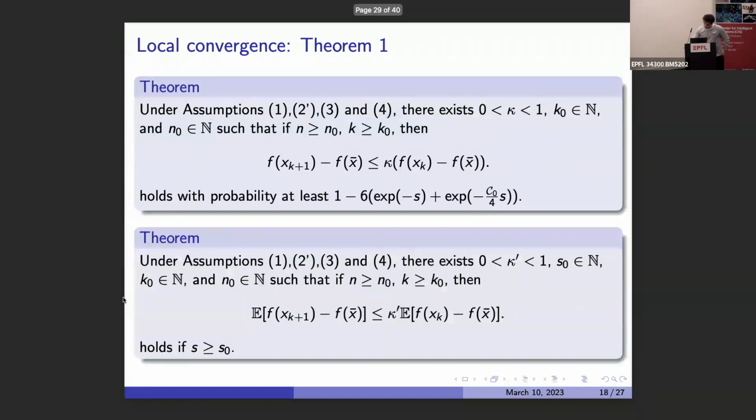This result holds with high probability, but we also have a deterministic version. If you take the expectation of f of xk plus 1 minus f of x bar, it's smaller than some other constant kappa prime, which is also smaller than 1, times the expectation of f of xk minus f of x bar.